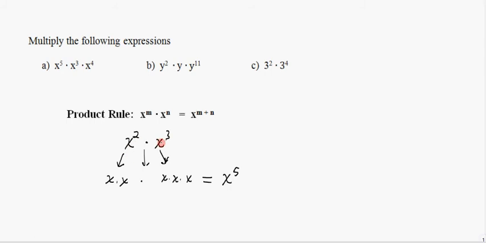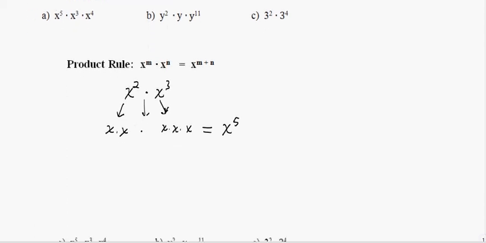Now, of course, when the exponents are small like this, you could write them all out, no big deal. But if we had x to the 20th times x to the 30th, we sure don't want to write out that many x's, and we don't have to. All we have to do is add the exponents together. And just keep in mind that this will only work if the base is the same.